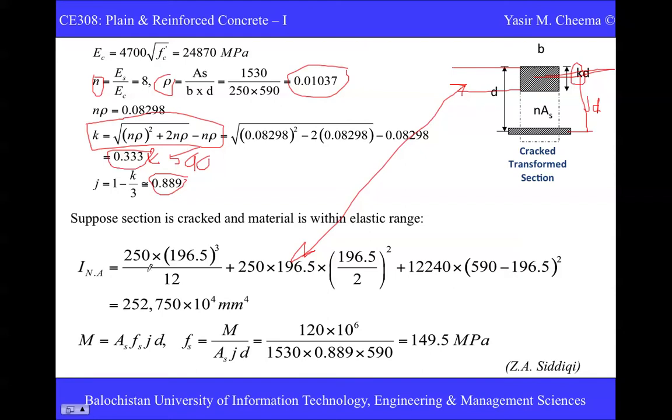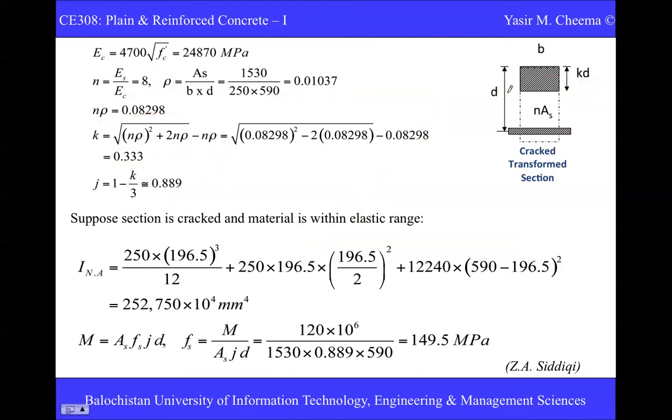As we have considered this the cracked section, we will take all the stuff at the neutral axis. So the neutral axis shifts normally to the location of this depth. This is the location of the neutral depth, the depth of the cracked section. So here is the location of the neutral axis.